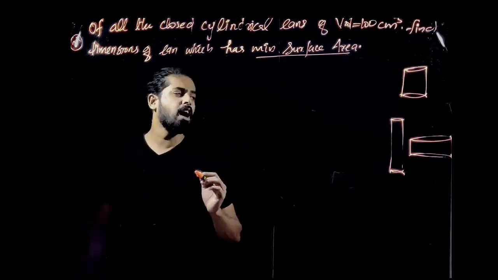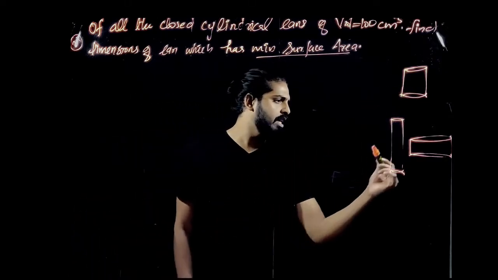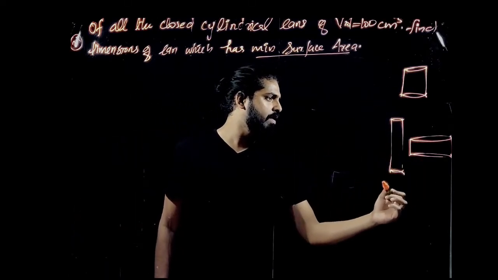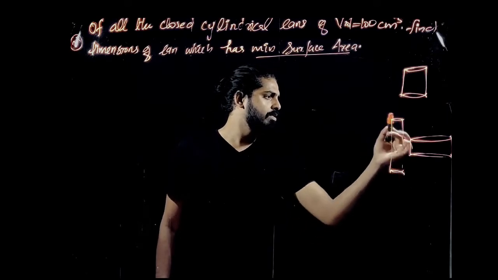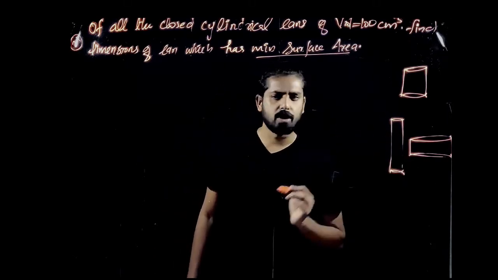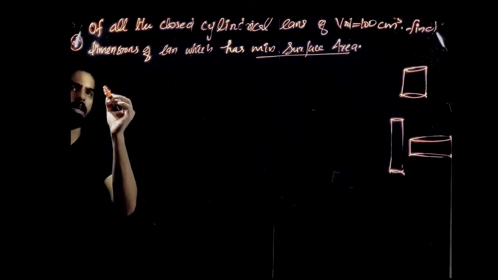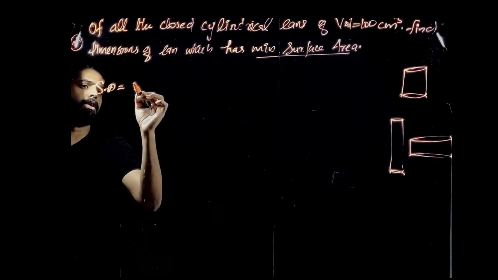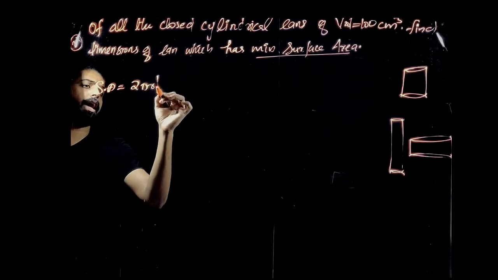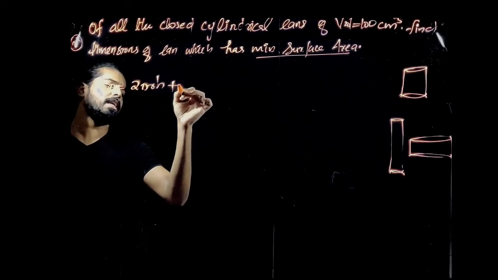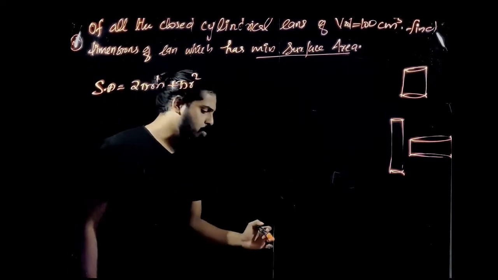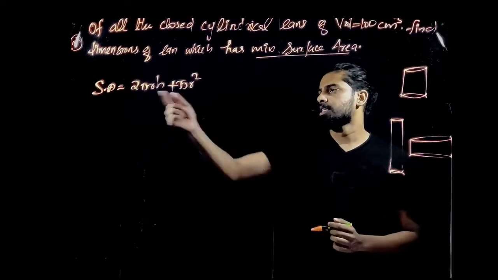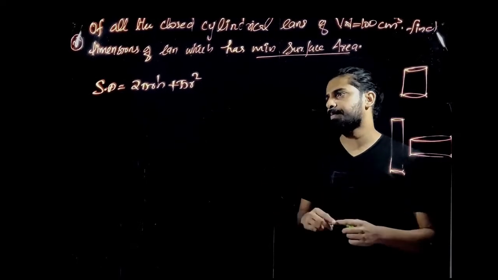So the surface area of the cylinder. The surface area includes the curved surface and the base, which are circles. So the total surface area is equal to 2 pi r h, which is the curved surface area, plus pi r square. So 2 pi r h plus pi r square. This is the equation of surface area.